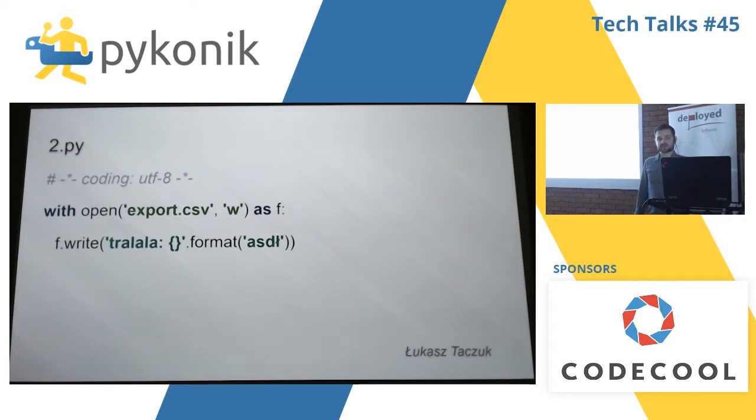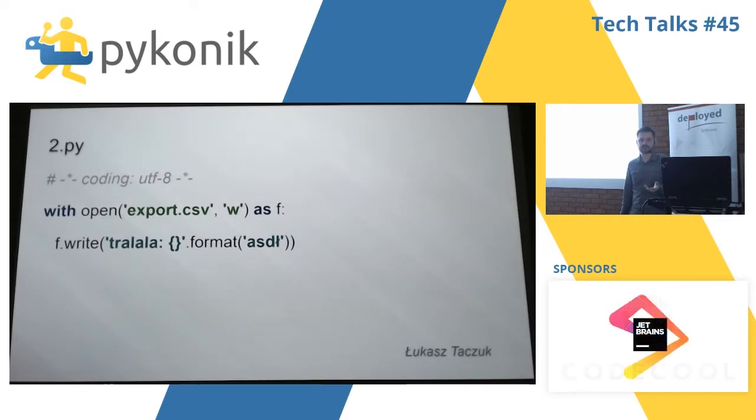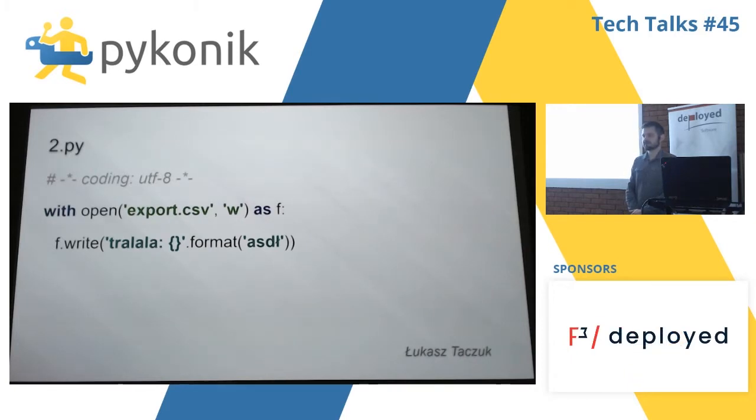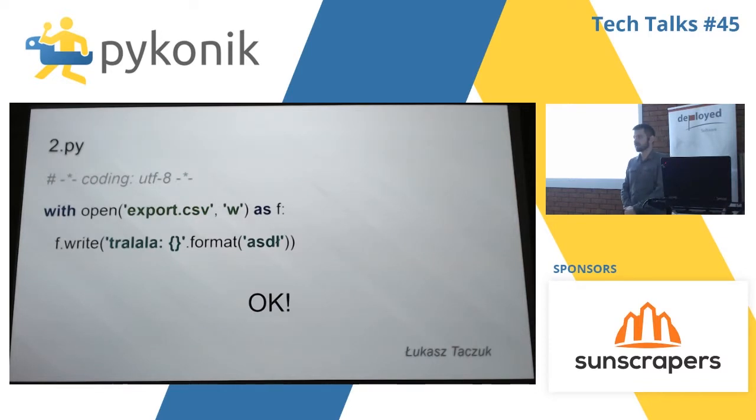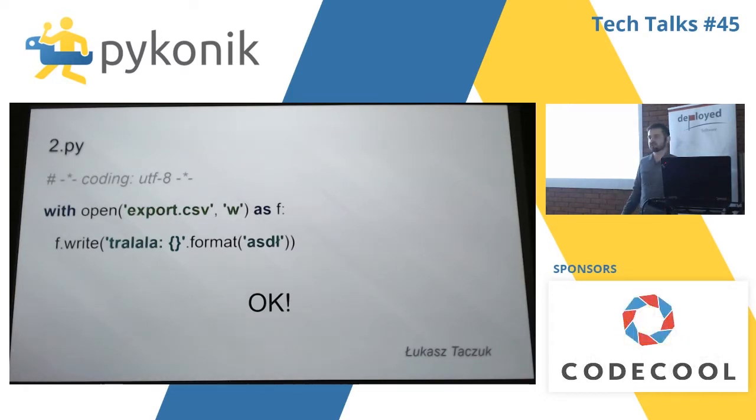So now let's move to 2.py. We're opening the file, and we have a Unicode object to the left and a Unicode object to the right. What will happen? An overwhelming amount of people are saying that it's fine. And yes, it is fine. Why? Because this time, when Python 3 has to write something to the disk, it uses the default encoding, which is not ASCII anymore.